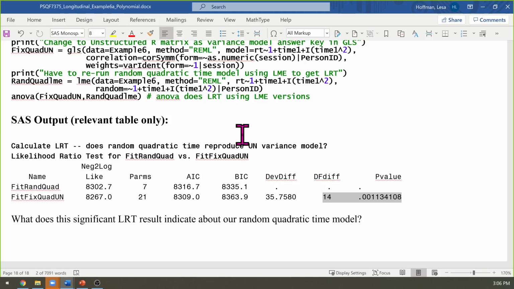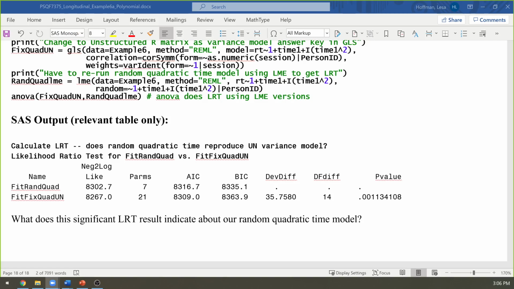So balanced data, remember what that means? Vocabulary check. What does it mean to have balanced time? Yeah, everybody's on the same measurement schedule. You have a same set of common occasions. If you have a common set of occasions, you can get the actual mean for each occasion, the actual variance for each occasion, and the actual covariance from each occasion. Then you have an answer key to compare your model to.